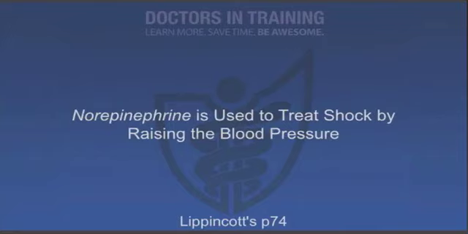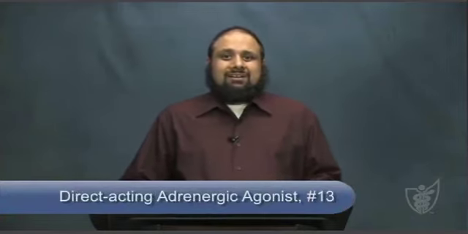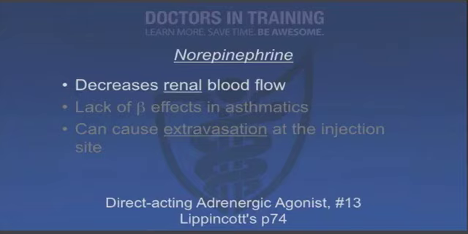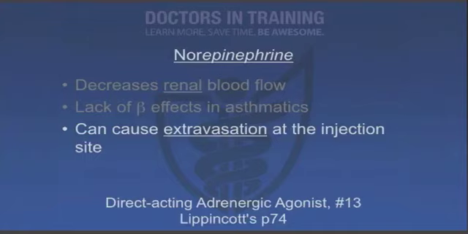In the clinical setting, norepinephrine is most often used for the treatment of shock. It raises the blood pressure, which is super important in shock, obviously. But norepinephrine is not preferred because it actually decreases renal blood flow, which we talked about earlier as well. It's also never used in the treatment of asthma because of the lack of beta effects that I've mentioned previously as well. Norepinephrine is such a potent vasoconstrictor that at the injection site, it can actually cause extravasation.